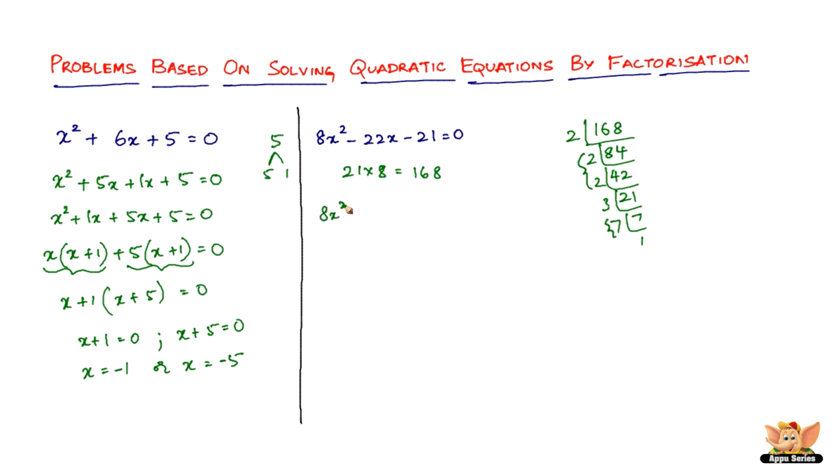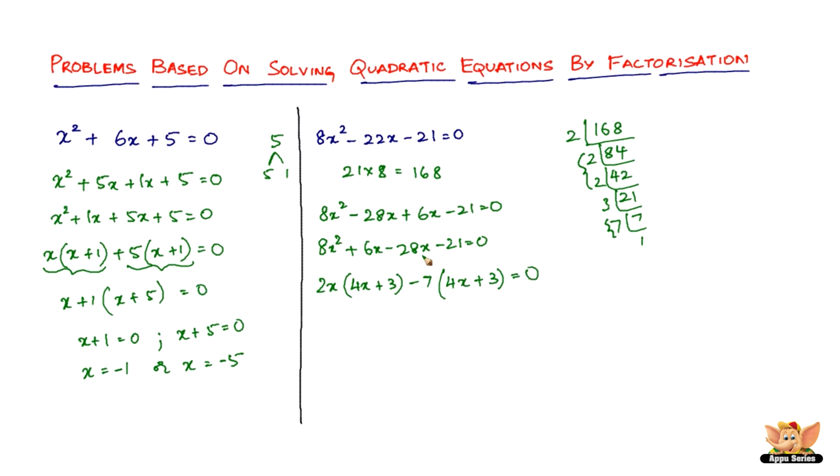So we've got 8x squared minus 28x plus 6x minus 21 equals 0. Minus 28x plus 6x gives you minus 22x, and 28 times 6 also gives you 168. Rearranging this, let us write 8x squared plus 6x minus 28x minus 21 equals 0. Taking these two terms, you can take out 2x as common, so here you get 4x plus 3. And here you can take out negative 7 as common, and you get 4x plus 3 again. Minus 7 into 4x gives you minus 28x, and minus 7 into plus 3 gives you minus 21.